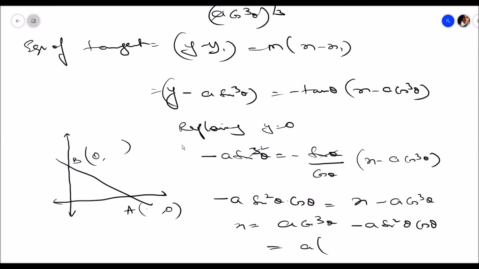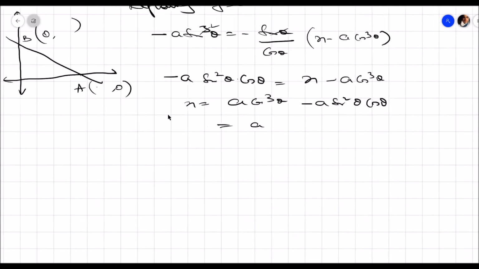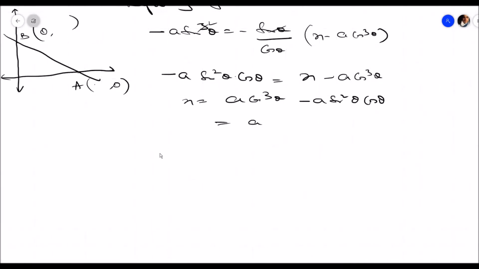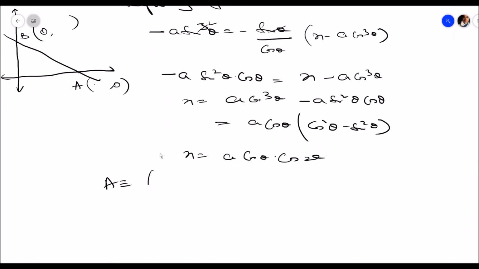So I can take out an A common and I can also take out a cos theta common. After I take out a cos theta common, I would be getting cos square theta minus sine square theta, which I can write as A cos theta. This I already know to be cos 2 theta. Therefore, the coordinates of A are A cos theta cos 2 theta, comma 0.